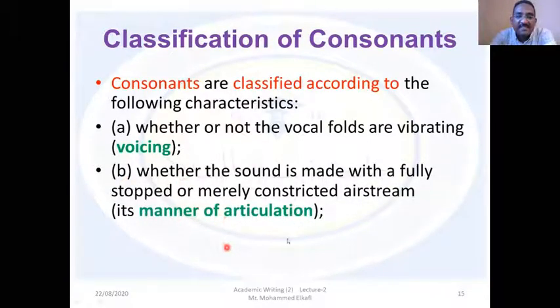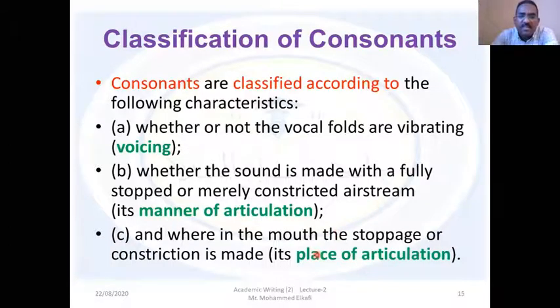Also, the second characteristic of classification of consonants is manner of articulation. With manner of articulation, we mean whether the sound is made with a fully stopped or merely constricted airstream. You would think of this form, okay? So whether the sound is made with a full stop, or a merely constricted airstream.